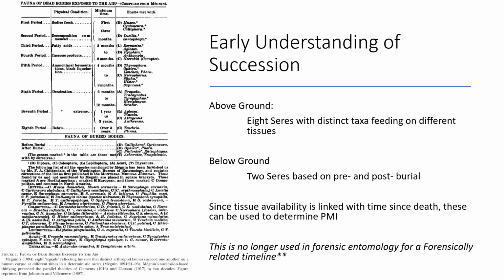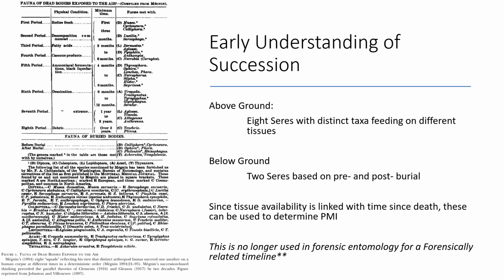So early studies have showed that if the individual was placed above ground, there are 8 distinct seers that have specific insects associated with them. And then in burial scenarios, we have 2 different seers with specific insects.